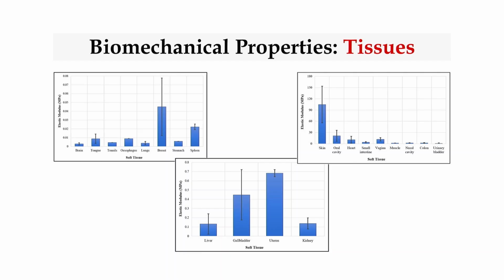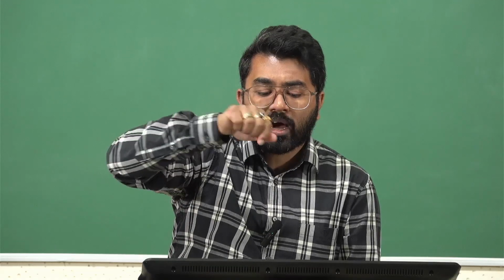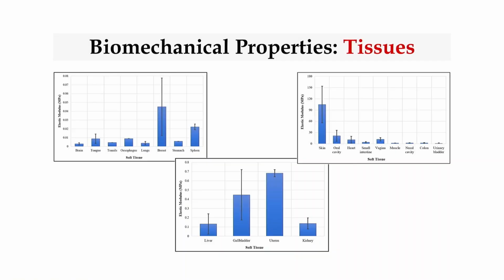So these are medium grade softness tissues. Out of this, you are looking at liver, gallbladder, uterus, and kidney. One thing to note here is wherever you see a huge error bar or the I kind of symbol, that means the properties vary a lot from one person to another. Like uterus properties do not vary a lot. That's what it means. Liver properties vary a lot.